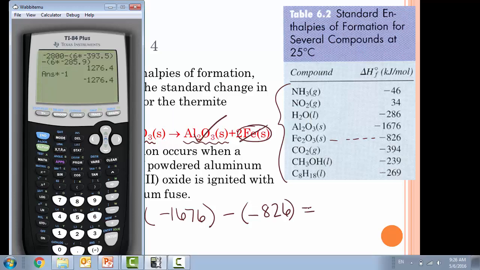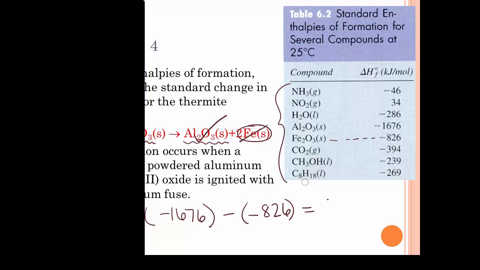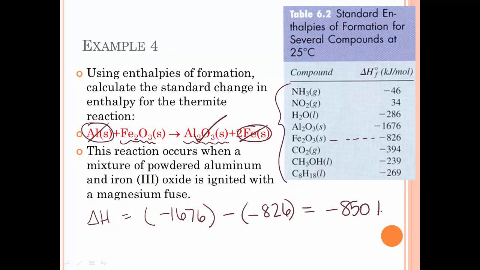Let's grab our calculator and finish this out. So negative 1676 minus negative 826, so negative 850 kilojoules is our answer. So again, that's a very exothermic reaction. It's a big negative number. If you look it up on YouTube, you'll see that it's a very, very exothermic reaction. It releases a lot of energy, and it's pretty spectacular to watch.